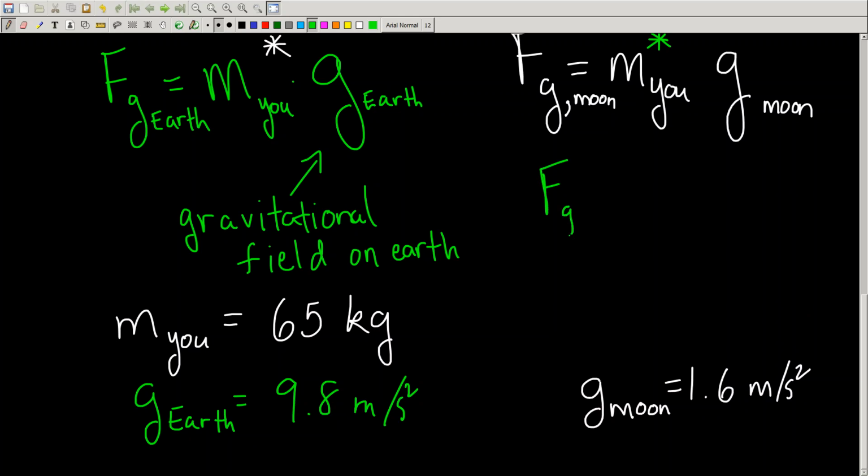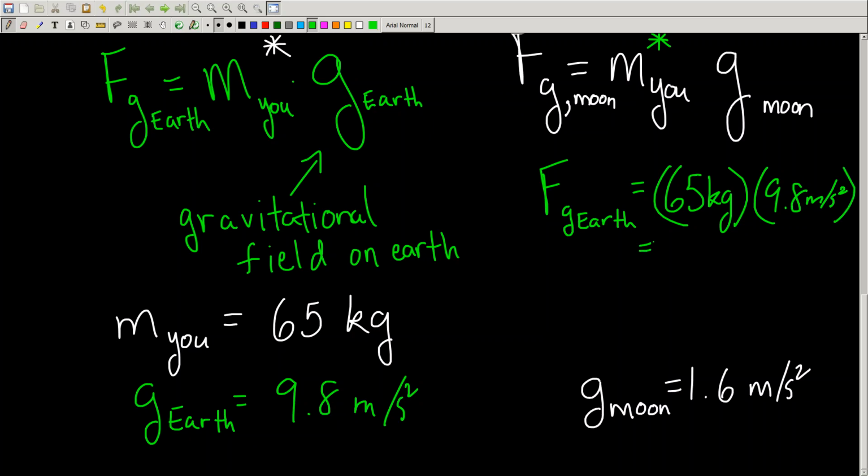So what we can do is calculate our weight on the Earth and on the Moon. So Fg Earth is going to be my mass of 65 kilograms multiplied by 9.8 meters per second squared. Now the units are going to be in newtons for forces, which we've talked about. And what do we end up getting? 65 times 9.8, 637 newtons of force.